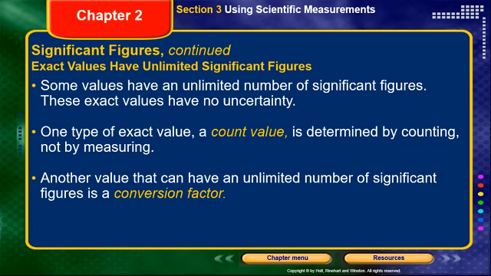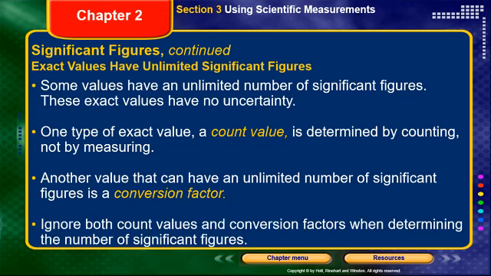Another value that can have an unlimited number of significant figures is a conversion factor. So when you're making your conversion factors, do not consider those when you are looking at the number of significant figures to include in your result. So when you're doing these calculations, ignore both count values and the conversion factors when you're determining the number of significant figures to report.